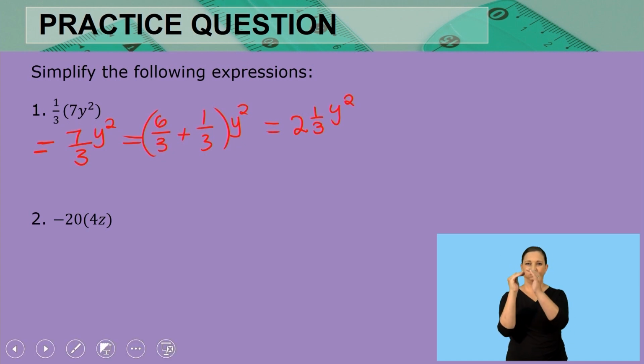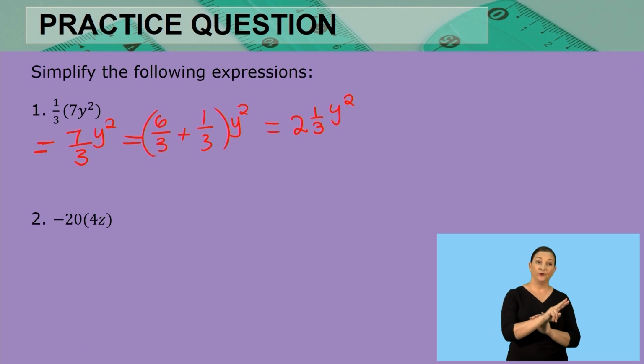Let's look at number 2. We have a -20 there multiplied by a 4z. So again, what are we going to do? We are multiplying the integers. Now take note there, we are multiplying a negative number with a positive number. -20 multiplied by a positive 4 is going to give us a negative answer, and that answer is going to be -80. And the variable stays the way it is, so our answer there is going to be -80z.